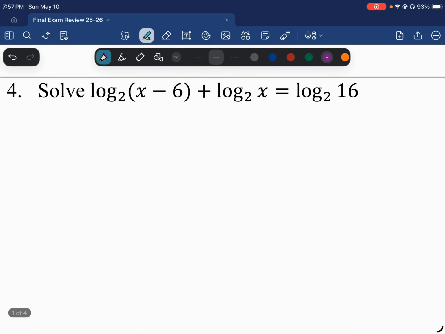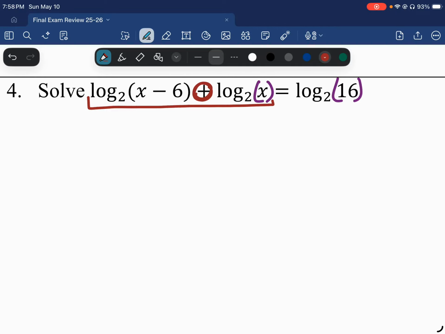Number 4, we have another logarithmic equation. In this case, there are no what I call free numbers. All of these values are inside of logarithms, this x and this 16 included. And so this is going to involve a similar property of equality as we did with exponents. But first, there's too many logarithms on the left. We need to condense this side down into a single logarithm.